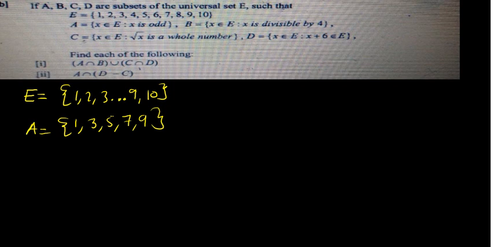And then we go to the set B. Now they've told us that set B, X is such that it's a member of E, and then X is divisible by 4. So what numbers do you know from 1 up to 10 which are divisible by 4? Any that you know? 4 and 8. Yeah, that is it. 4 and 8.